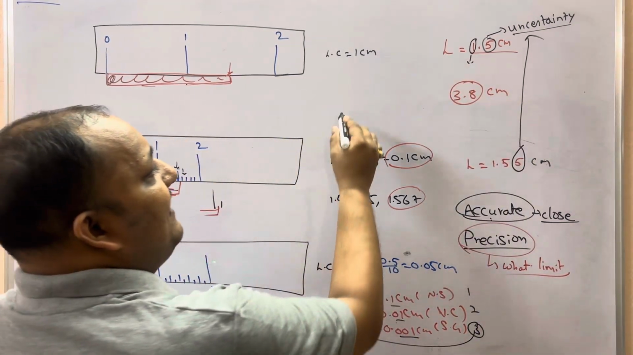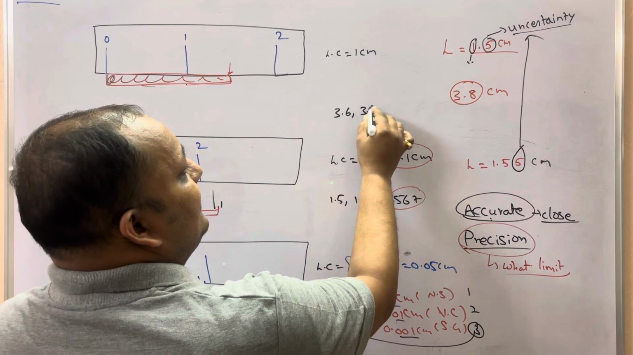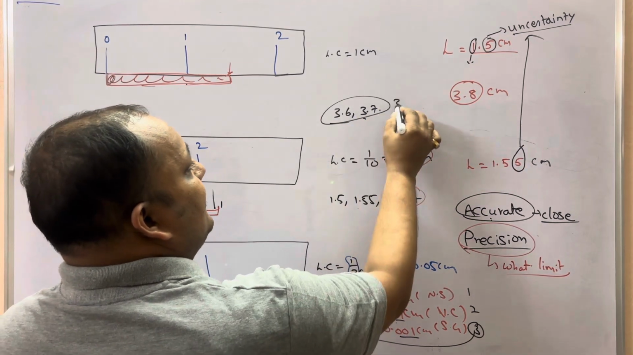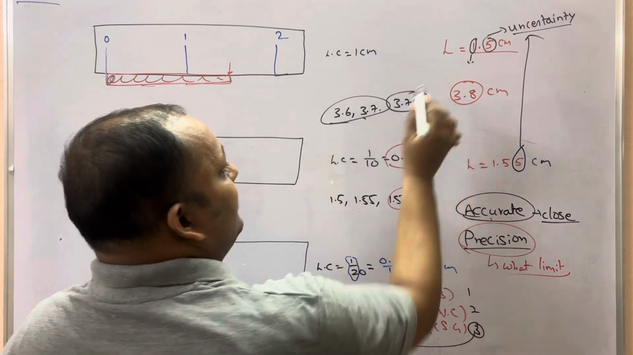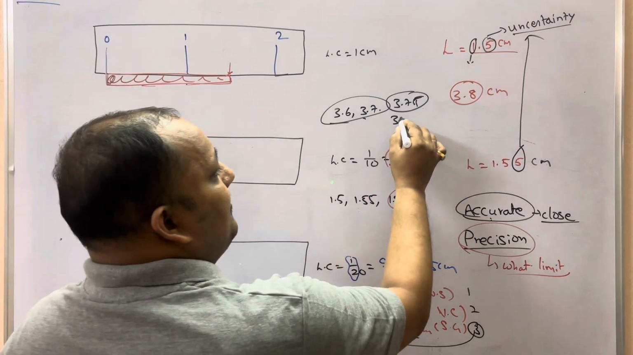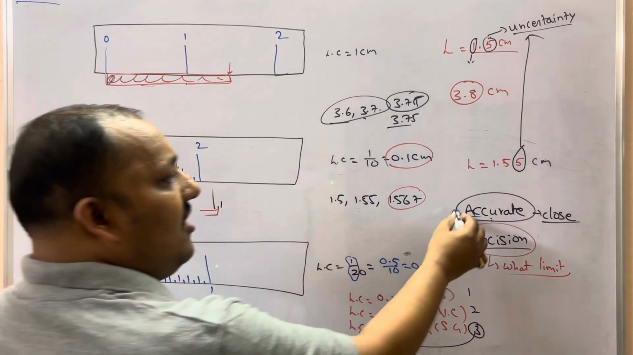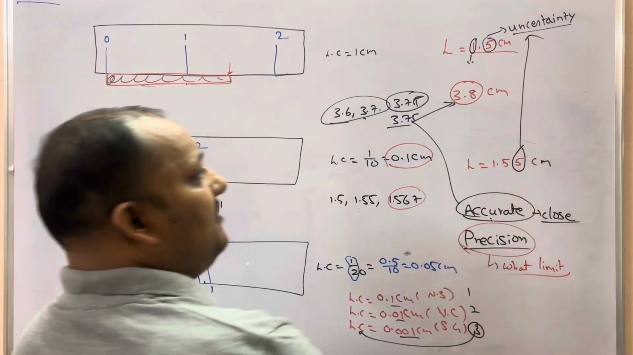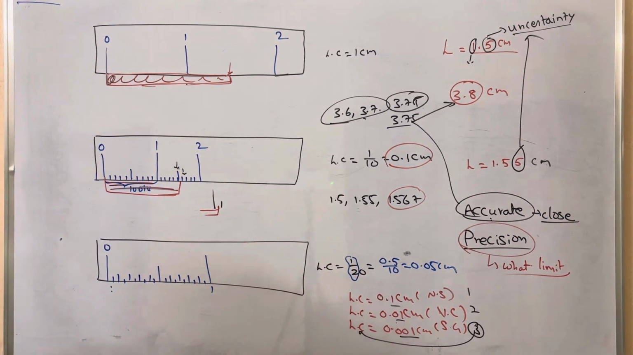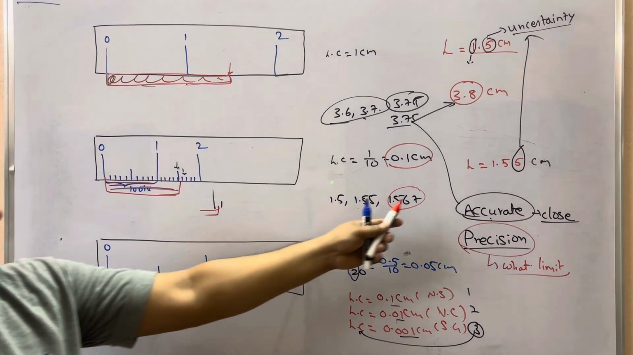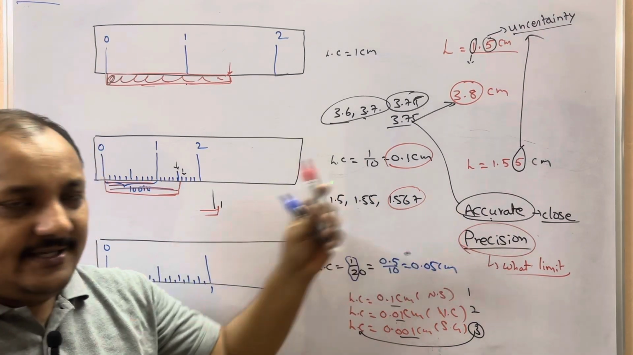You have taken three values. One is 3.6, 3.7, 3.75. Now which is accurate value, meaning how close to the true value? 3.75 is close to 3.8. Therefore, 3.75 is nothing but the accurate value. This is about accuracy and precision.